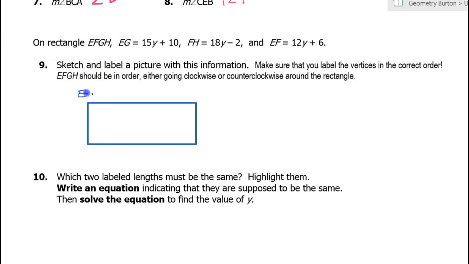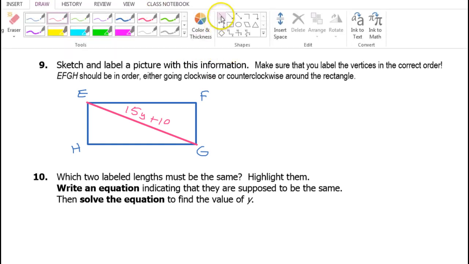EFGH. When you label, just make sure you go around in a circle. Okay. Now EG. I'm going to change colors now. EG is 15y plus 10. Okay, so EG is a diagonal. Okay. FH is 18y minus 2. So that's the other diagonal.